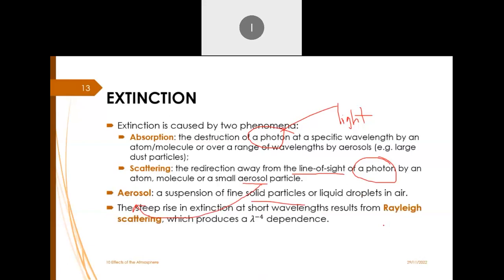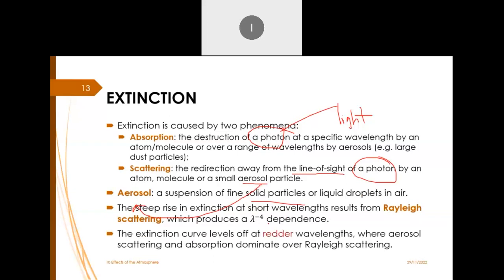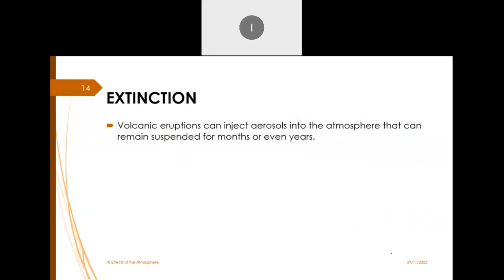The steep rise in extinction at short wavelength results from Rayleigh scattering, which produces a lambda to the power of -4 dependence. The extinction curve levels off at radio wavelengths, where aerosol scattering and absorption dominate over Rayleigh scattering. So what about volcanic eruptions? They can inject aerosols into the atmosphere that can remain suspended for months or even years.